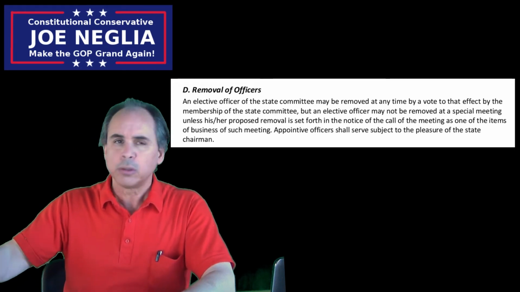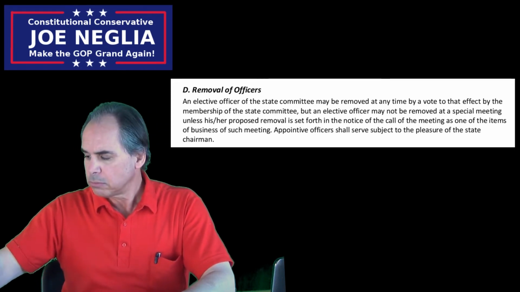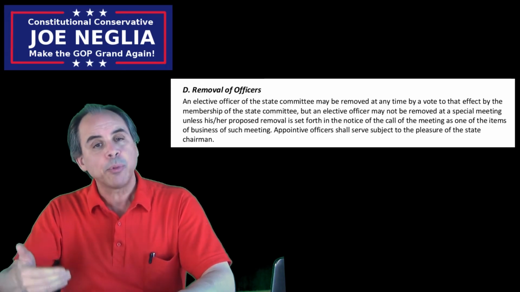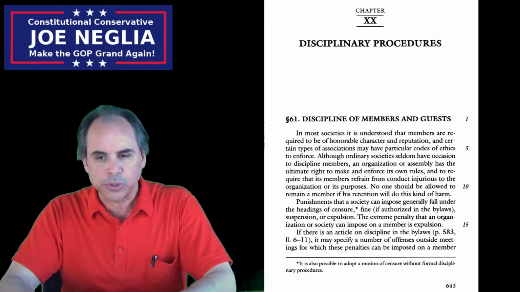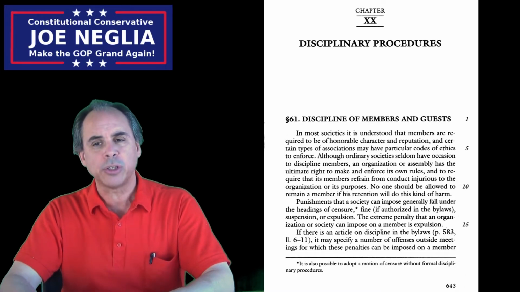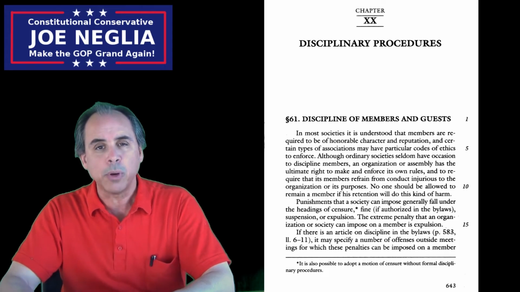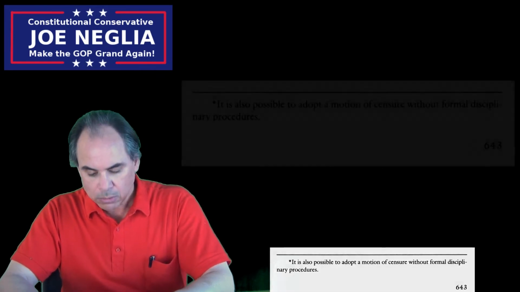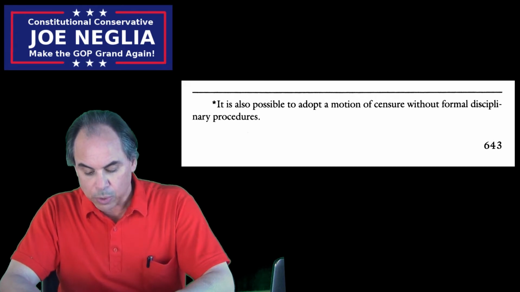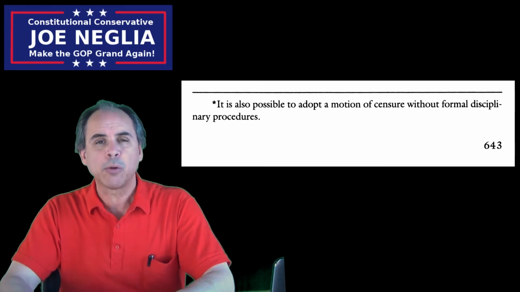Robert's Rules of Order has very clear guidelines for how to get that done. If you look at the chapter on disciplinary procedures in Robert's Rules, page 643, it actually says how to do a censure. Basically, it says just make a motion. Quoting, "It is also possible to adopt a motion of censure without formal disciplinary procedures." You make a resolution, you move it, and if it's adopted, you've got your censure.